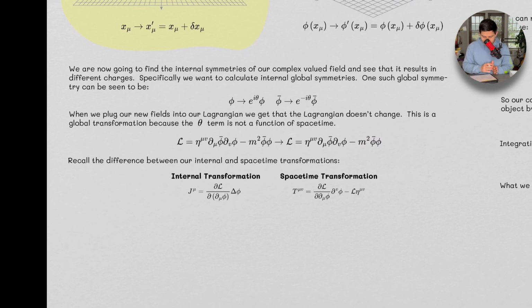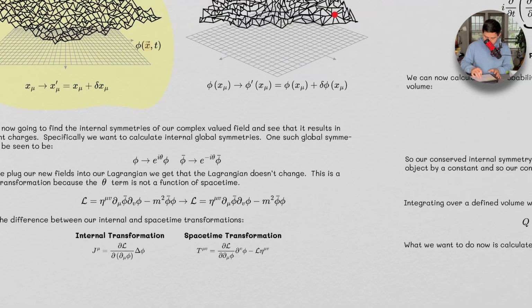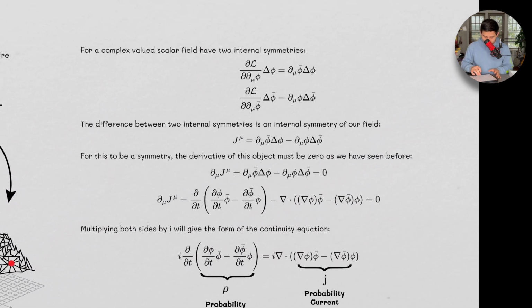So recall the difference now between our internal and space-time transformations. We have these. We dealt with this already, so now we're going to focus on this internal transformation. Let's go ahead and start. For a complex valued scalar field, we have two internal symmetries.